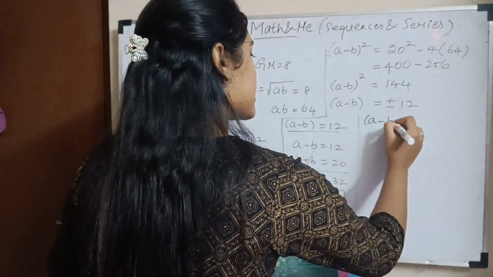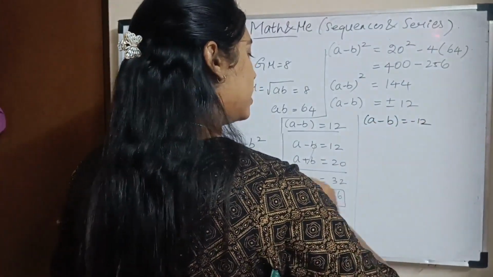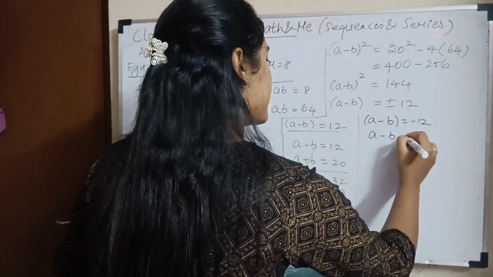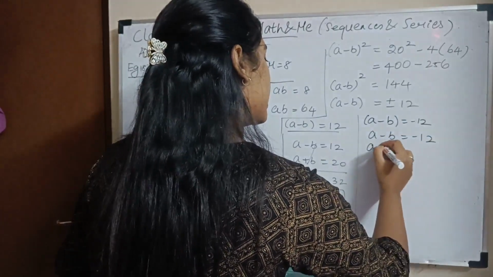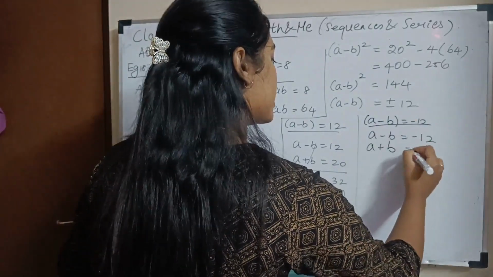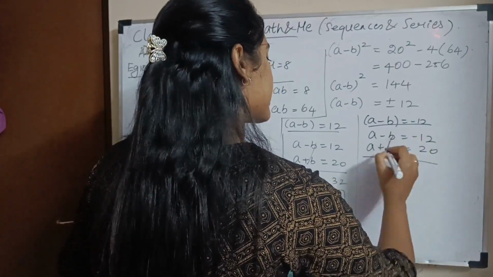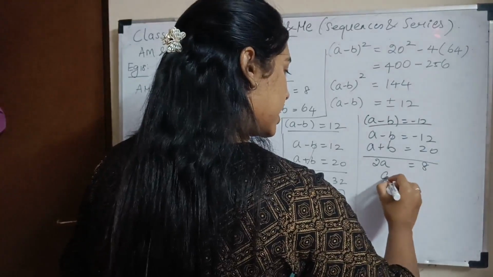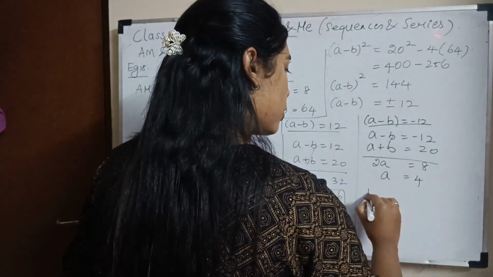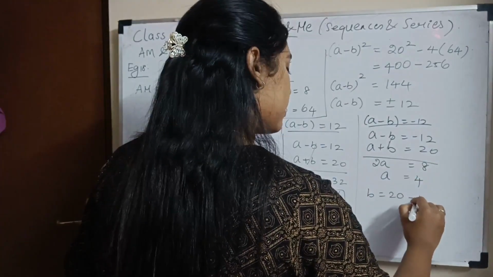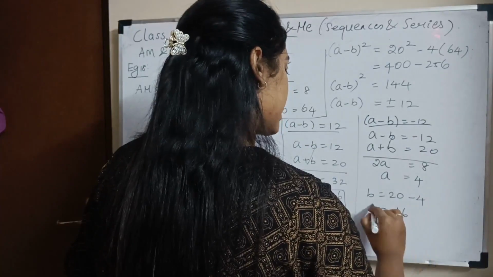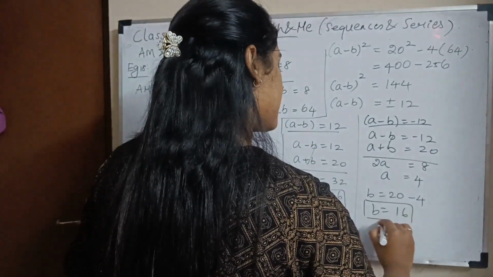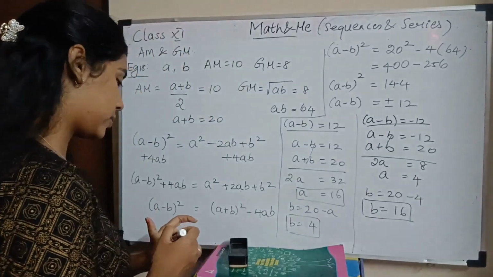When a minus b equals minus 12, I have a minus b is minus 12, a plus b is 20. Adding, 2a equals 8, a equals 4. If a is 4, what is b? 20 minus 4, which is 16. So when a is 16, b is 4. When a is 4, b is 16. Okay, that's it.